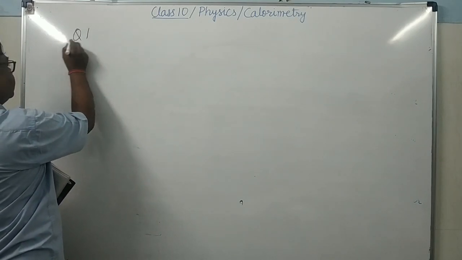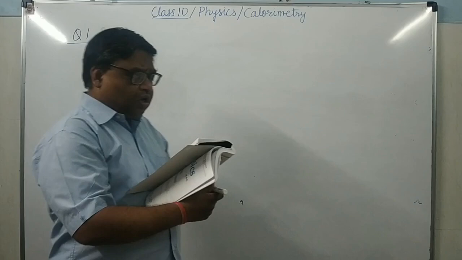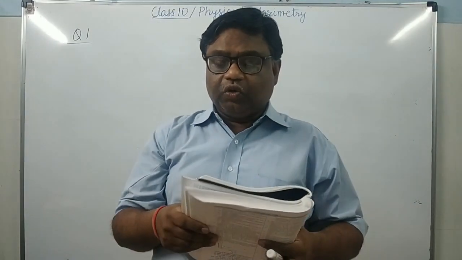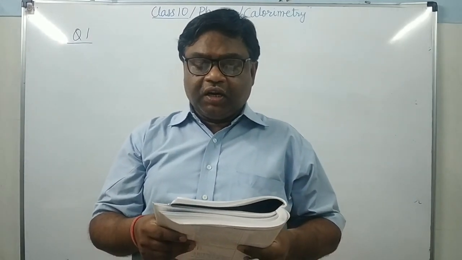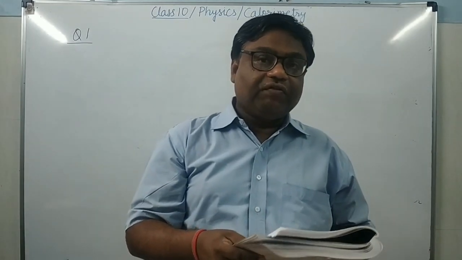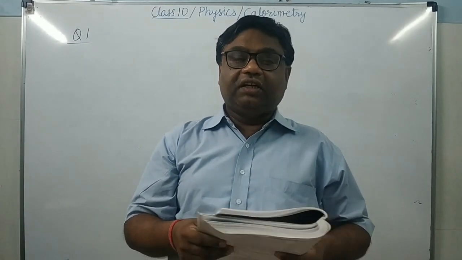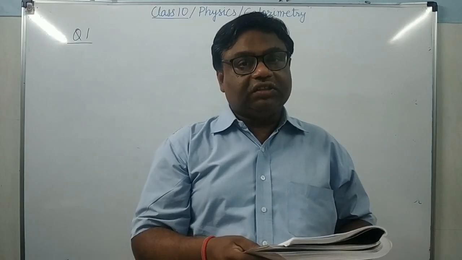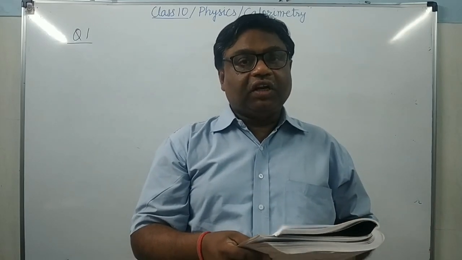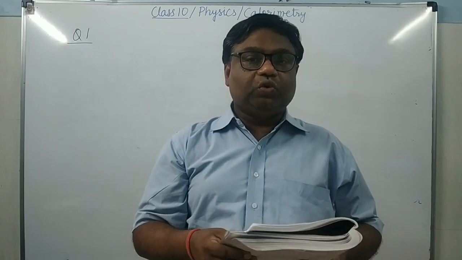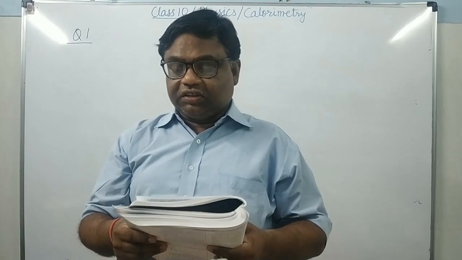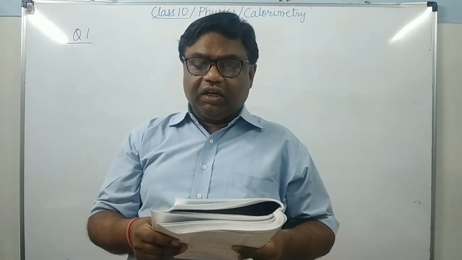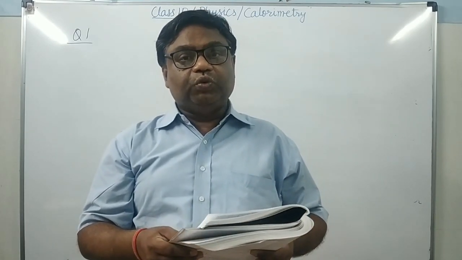Question number 1. 10 gram of ice at 0 degree Celsius absorbs 5460 joule of heat energy to melt and change to water at 50 degree Celsius. There is 10 gram of ice at 0 degree Celsius and after absorbing 5460 joule energy, it changes into water at 50 degree Celsius. Calculate the specific latent heat of fusion of ice.